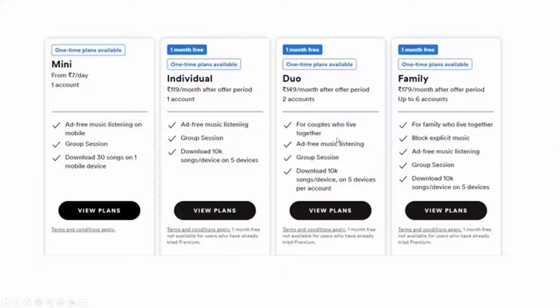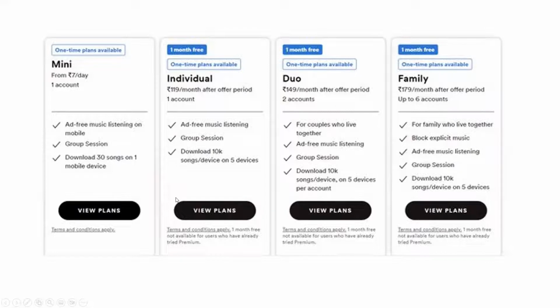Yeah. And these are the different plans which Spotify offers. 119 for an individual account, and we can see what features we have. In the second one, 149 is for 2, and 179 is for 6 accounts. So this is the family plan. As the number of users increases, the charges are relatively cheaper compared to individual accounts.